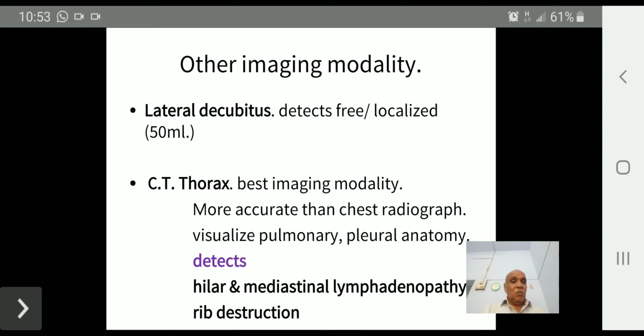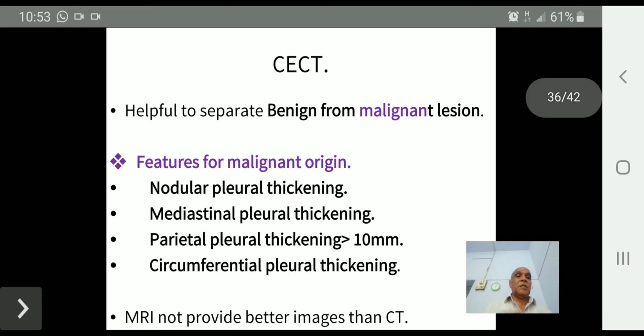Any lesion not visualized by the chest X-ray may be visualized by the CT thorax, and any abnormality on the pleural surface is also detected by the CT thorax. Enlargement of the hilum or mediastinal lymph nodes may be detected by the CT, and bone destruction is also detected by the CT thorax.